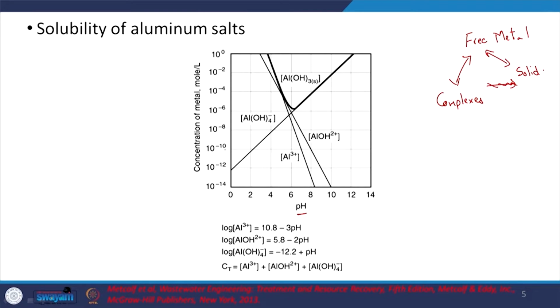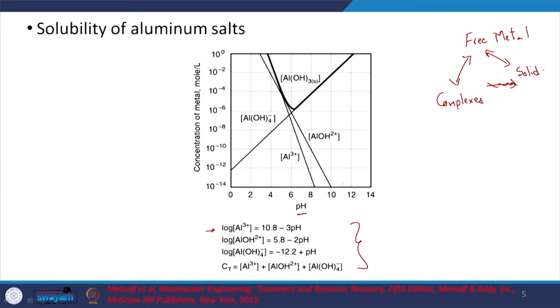Please note that the concentration of metal is pretty low and this seems to be a logarithmic scale. So you can get the log C versus pH relevant lines. Let's say for Al3+, if I do the relevant analysis, it's going to depend upon 10.8 minus 3 pH. Again, I will not go there, but you can see the relevant aspects.